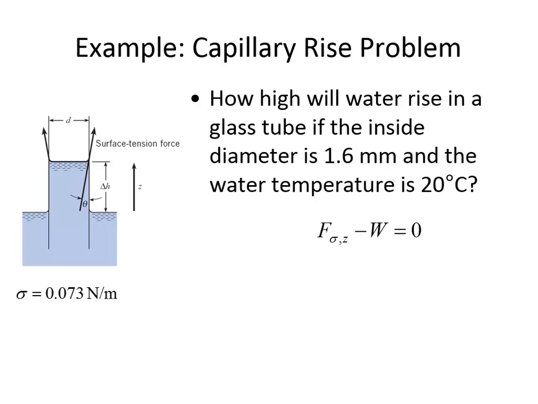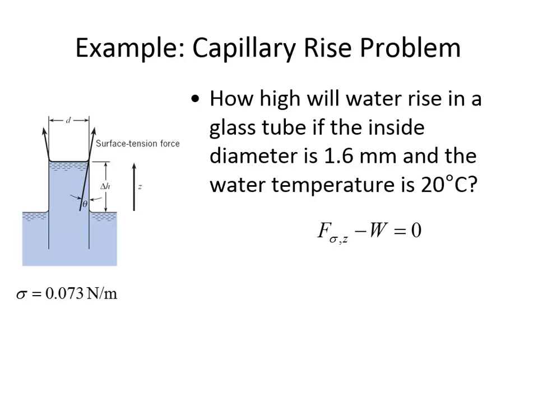Pop out our calculator here. Okay, delta H is unknown. The area is pi times the diameter, 1.6 millimeters divided by 1,000 millimeters per meter, squared, divided by 4. Okay, so the weight is a function of the unknown delta H. So we're going to have that staying as an unknown.